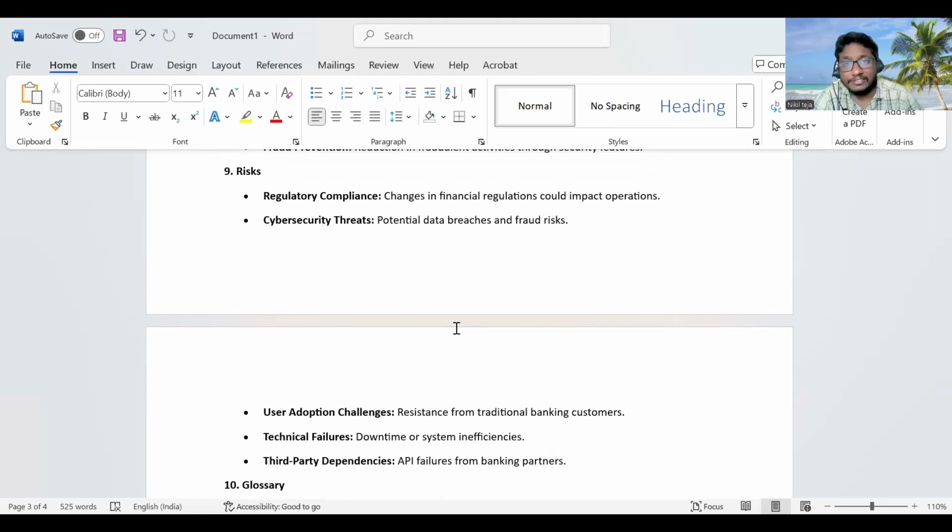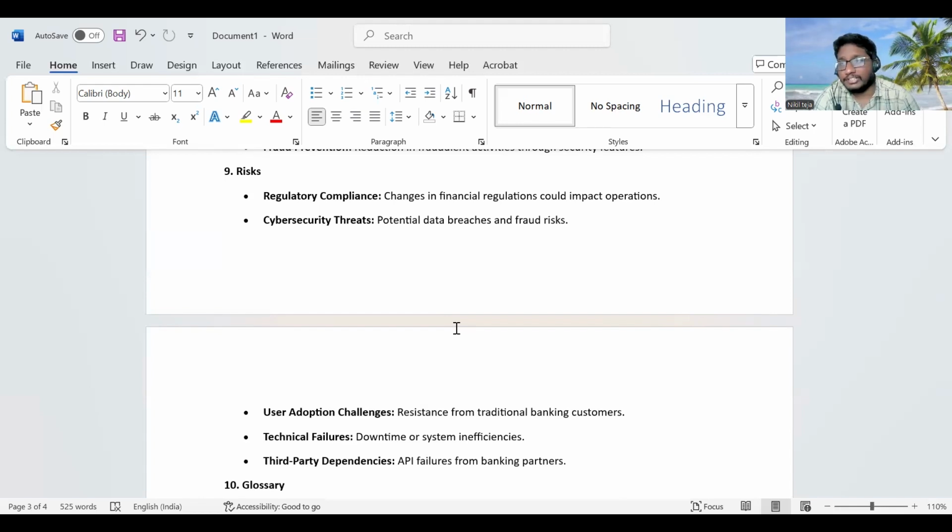Regulatory compliance. Changes in financial regulations could impact the operations, right? For example, when building your app, you will have some set of rules and requirements to follow. But if the regulations and rules are changed by regulatory bodies like SEBI, again you need to make changes and build the product, the software, again. So it is one of the risks. You have to do double work.